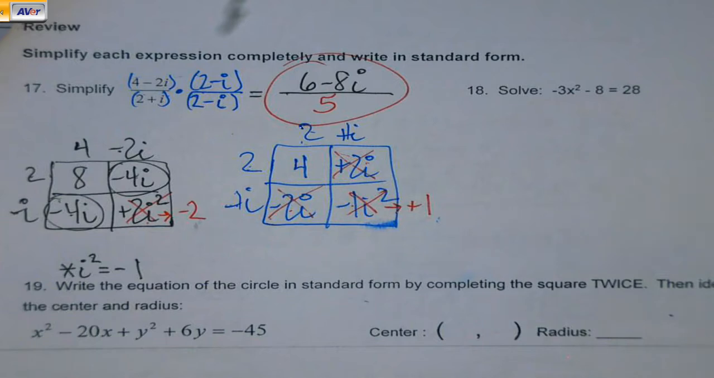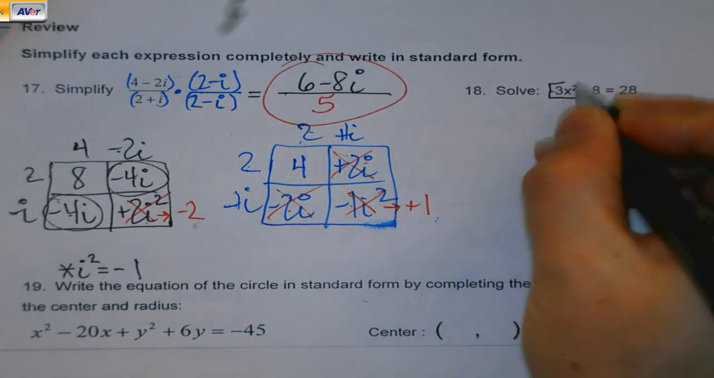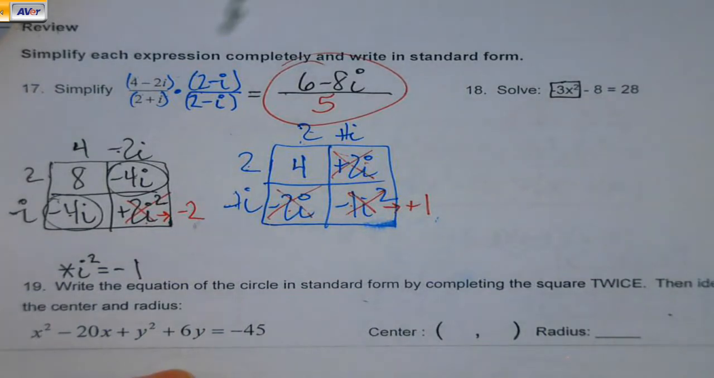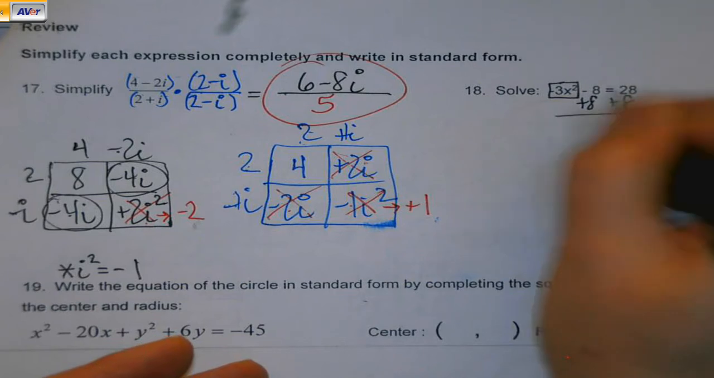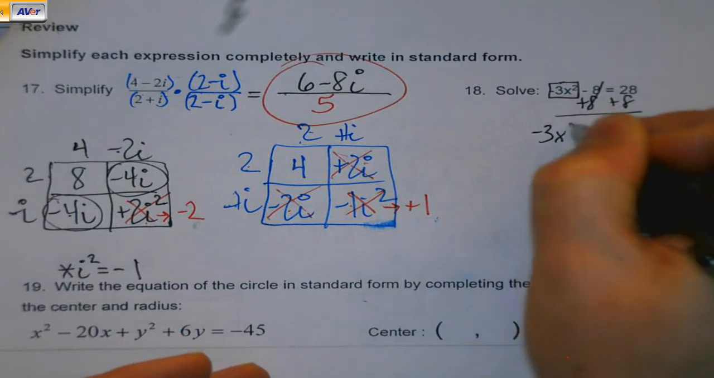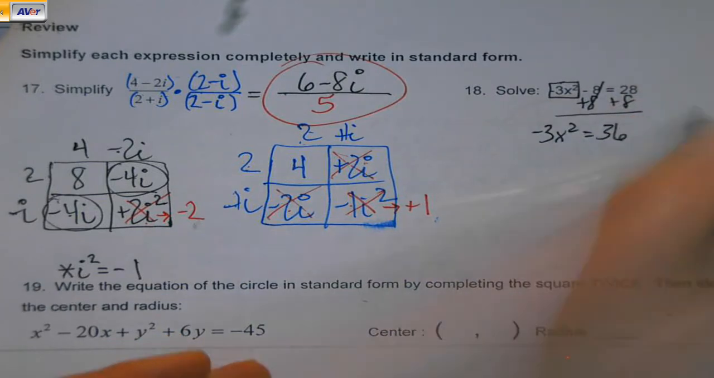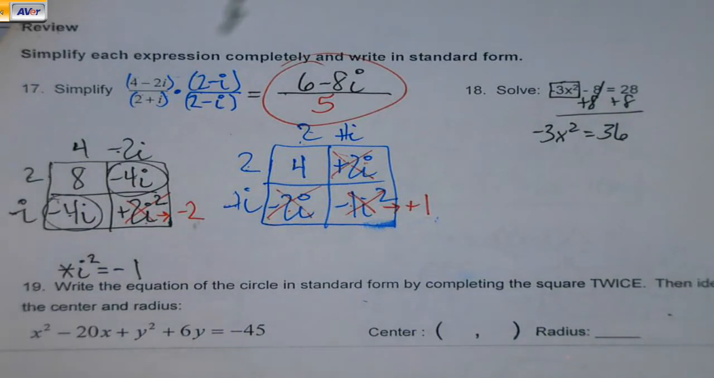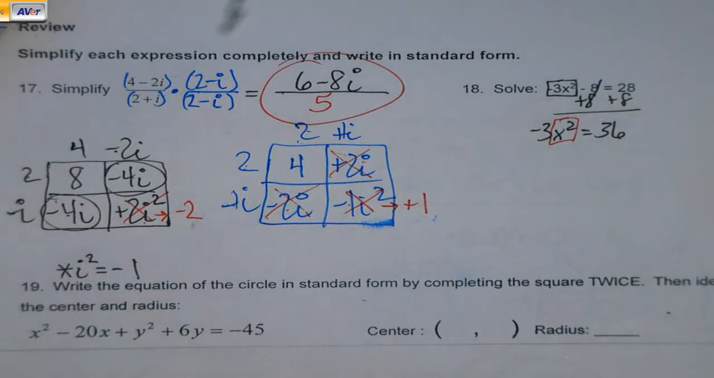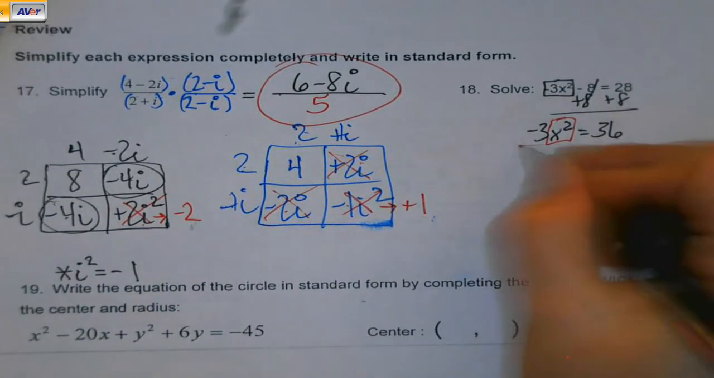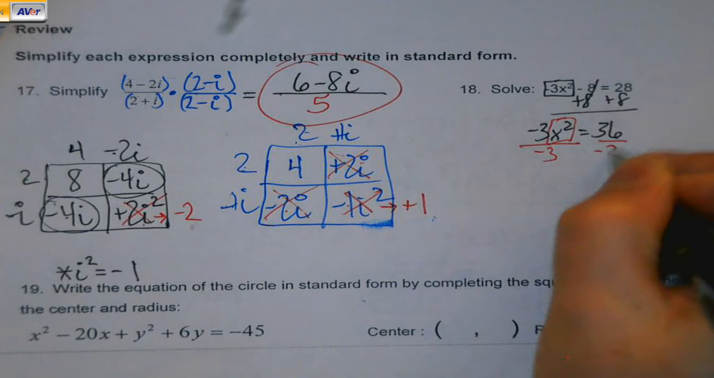Solving, straightforward. We've been doing this since like the first week of school. Get your x squared term by itself. How do I do that? I do the opposite of minusing 8. And then I'm still working on getting x squared alone. What am I doing? I'm multiplying it by -3, so I do the opposite.